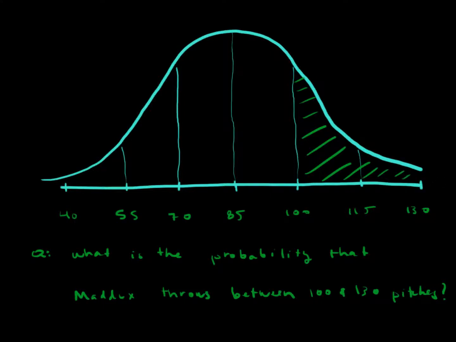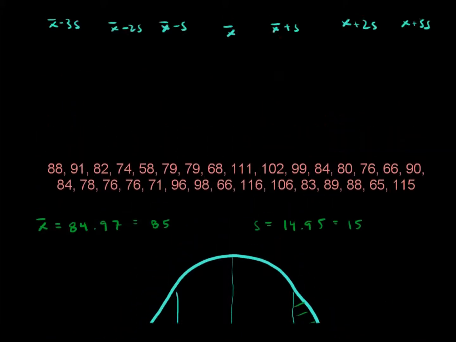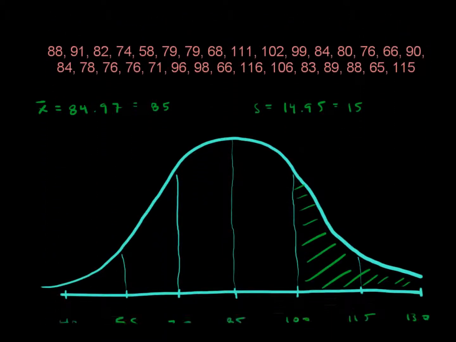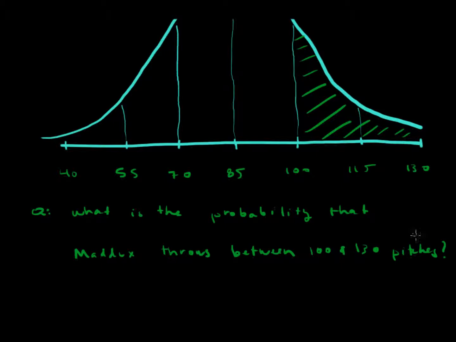And if we use the first curve up here, we know this section is 13.5. We know that section is 2.5. So we just have to add those two percentages together. So there'd be a 16% chance that Maddux throws between 100 and 130 pitches. So that's what the empirical rule is, and this is, I guess, kind of a simple application.